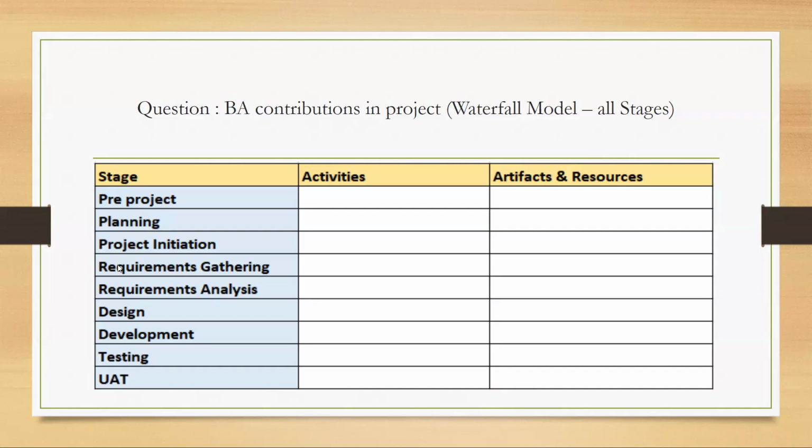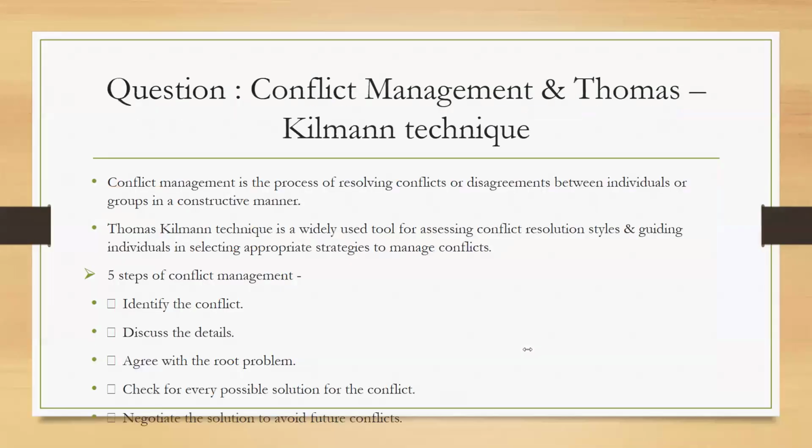For example, under requirement gathering, you will be gathering all the requirements from all the stakeholders. You will be using various elicitation techniques to gather them, and you can mention what those techniques are. Similarly, for all the stages, you need to mention what the BA will be doing in each. This is all about this question.